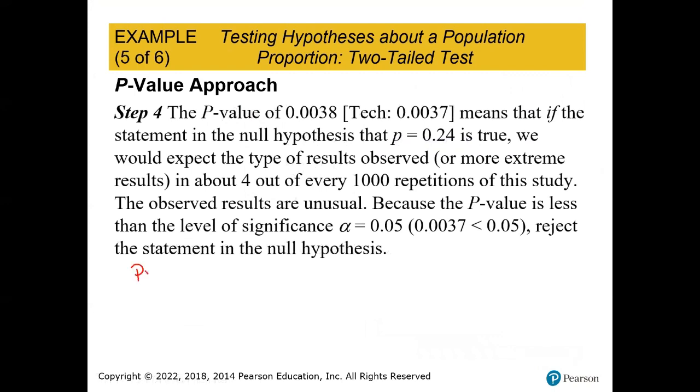We compare the P-value 0.0037 to alpha 0.05. So I work piece by piece. 0 and 0 are the same. 0 and 5, 0 is smaller. So I read this as P is less than alpha. When P is less than alpha, we reject the null.